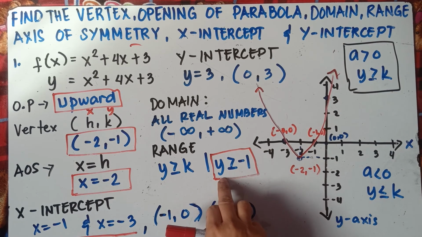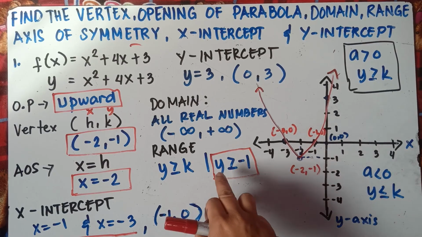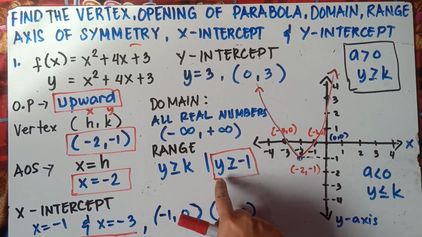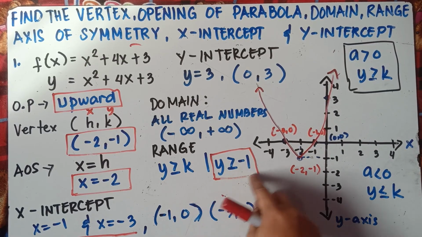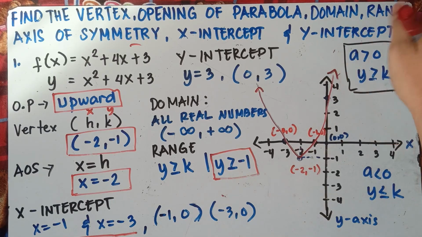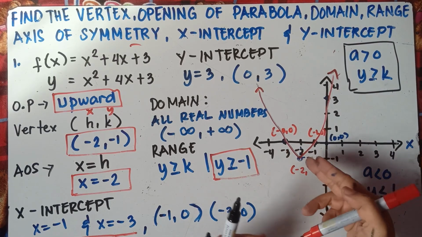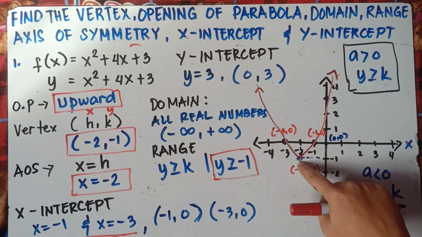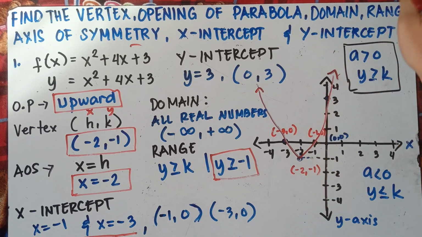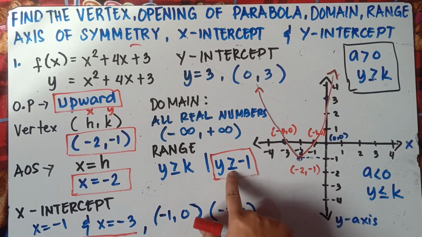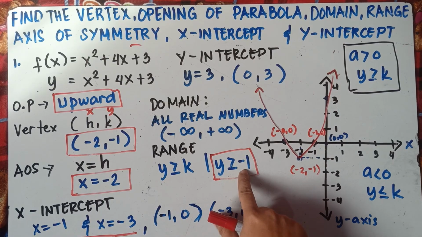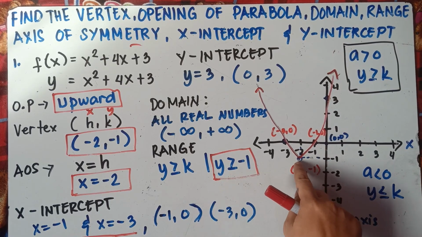Because for the value of your y here, you can have positive 1, positive 2, positive 3. Positive 3 is greater than negative 1, and our y values go upward. So just remember this one, class: in our graph, starting from negative 1, it goes to positive infinity. So that's why you have y greater than or equal to negative 1. Why is it equal, sir? Because you start at negative 1.